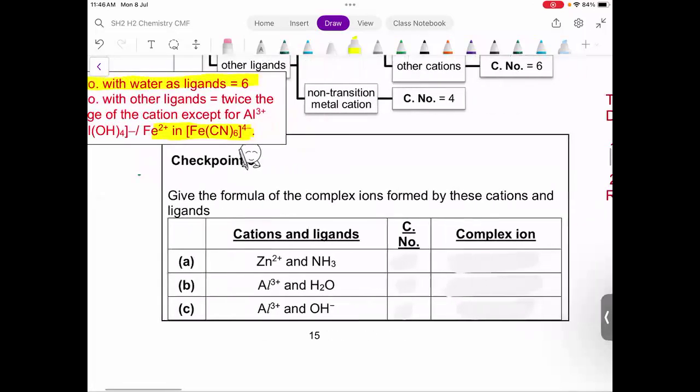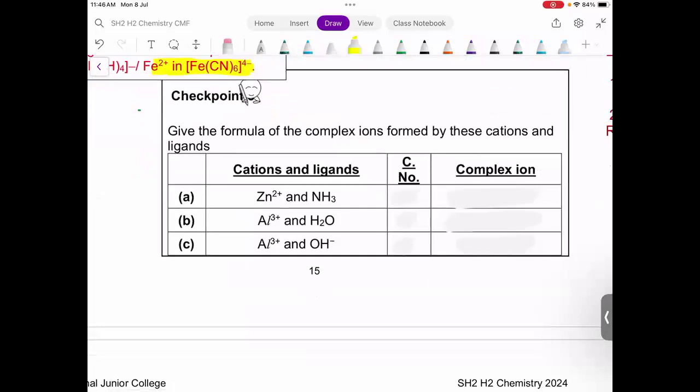All right, so let's look at our checkpoint 3. Zinc 2+ and ammonia. So what will be the coordination number? Based on the rule, that will be 4, twice the charge. So ammonia will be four of them surrounding your zinc 2+. And please take note, ammonia is electrically neutral, without charge, so the net charge carried by your complex will be from your zinc 2+ only. So as a result, this is what it will look like. Remember, everything inside the square bracket is your cation and your ligands. Anything outside the square bracket is your counter ions.